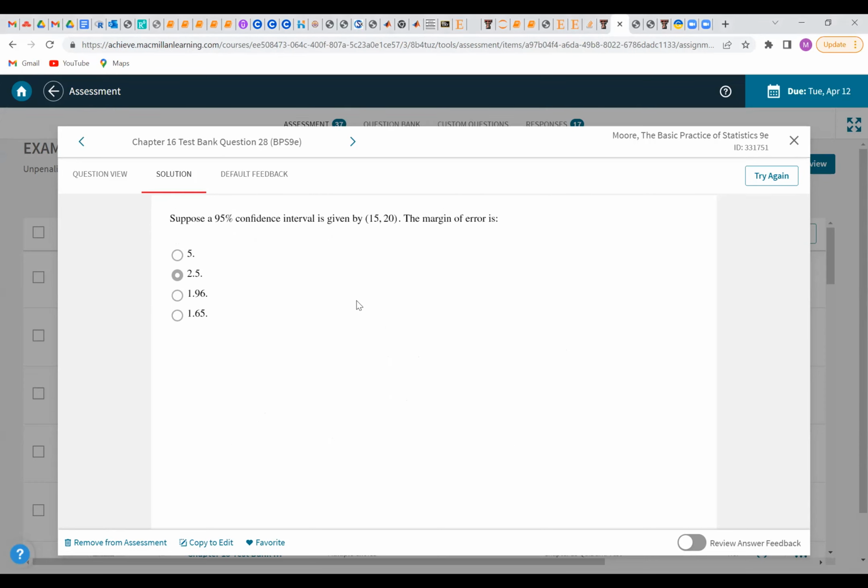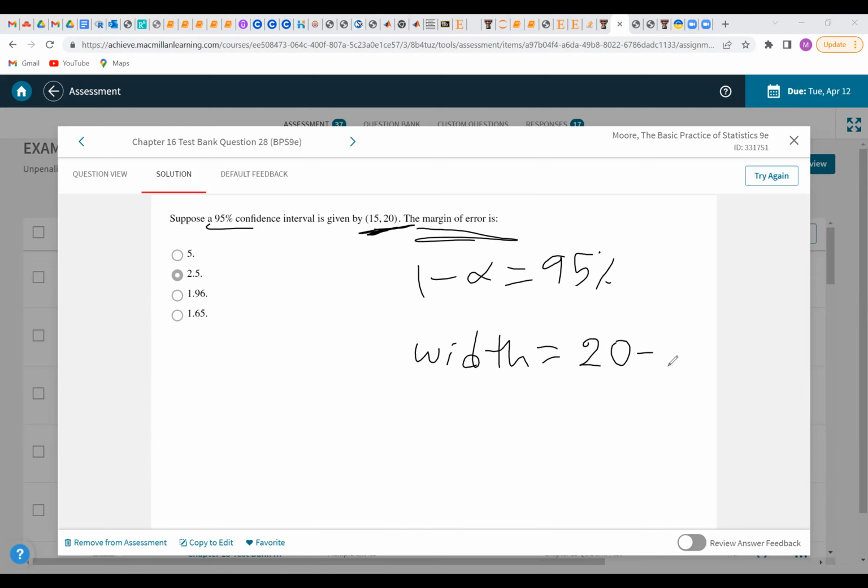Okay, the next problem is, suppose a 95% confidence interval is given by... So we are given a 95% confidence interval. So here the confidence level 1 minus alpha is 95%, and we have this confidence interval. We need to find the margin of error. So let's calculate the width of the interval. It will be 20 minus 15, which is 5, and the margin of error is half of the width of the confidence interval.